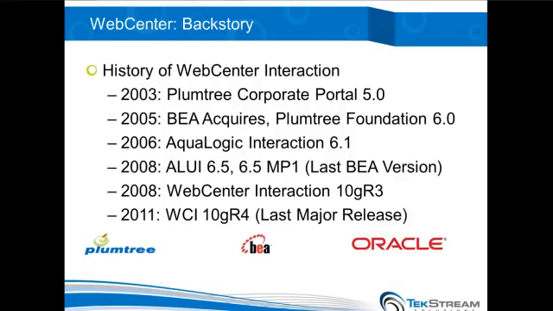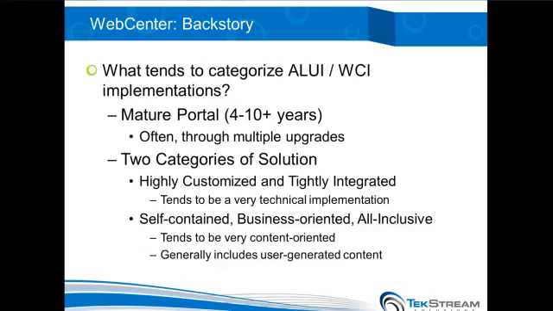This was something that for a while was codenamed Neo, was 10.3.3. That was the last major release of WebCenter Interaction. There's been a couple of patch releases here and there since then, but that's the last big one that's out there. So for the people who are out there, and I think some of you are probably on the call now listening, who are still running ALUI and WCI, what tends to categorize those? What do we typically see in a long-standing ALUI or WCI implementation?